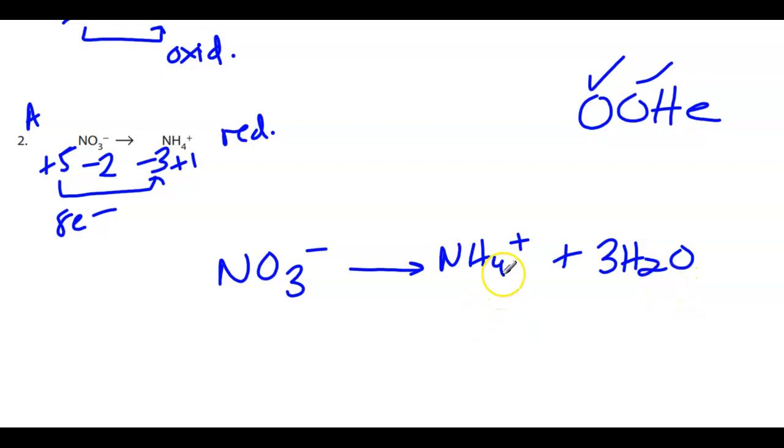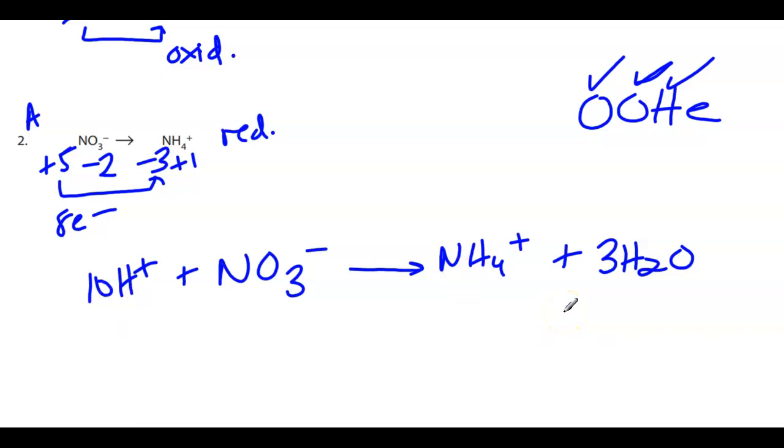Then we're going to look at our hydrogens. I have 0 on the reactant side, but I have 4 plus 6 coming from the product. So that's 10. So that means I need to add 10 hydrogen ions to the reactant side to make sure that that is balanced. So 10 hydrogens, 10 hydrogens.